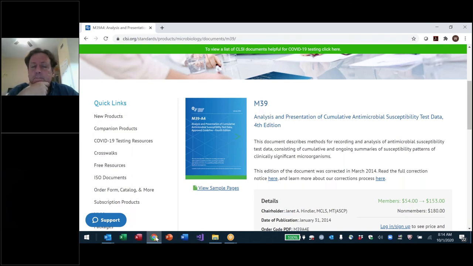The M100 is updated annually. Most of these other documents, like the veterinary documents, are updated infrequently. The M39, we update it about every 5 or 6 years. This is the fourth edition. We're now getting ready to almost finalize the fifth edition. So I wouldn't recommend buying this document because hopefully next year we'll have the fifth edition.